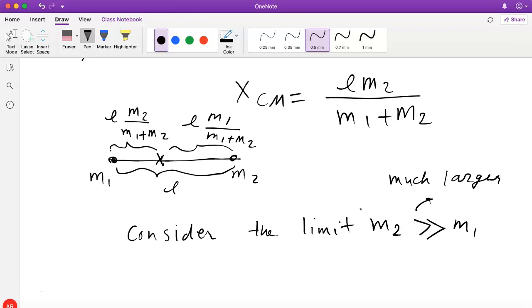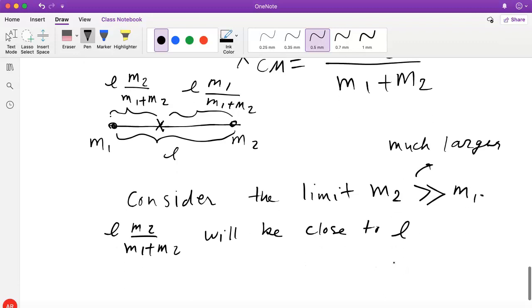So in this limit, basically we can neglect M1 in that denominator. So this distance, L M2 over M1 plus M2, will be close to L. So in that limit, the center of mass will be very close to M2, and that makes sense. That's where most of the mass is. An extreme limit is if M1 is exactly zero, you just have one point particle, and the center of mass must be where the point particle is.